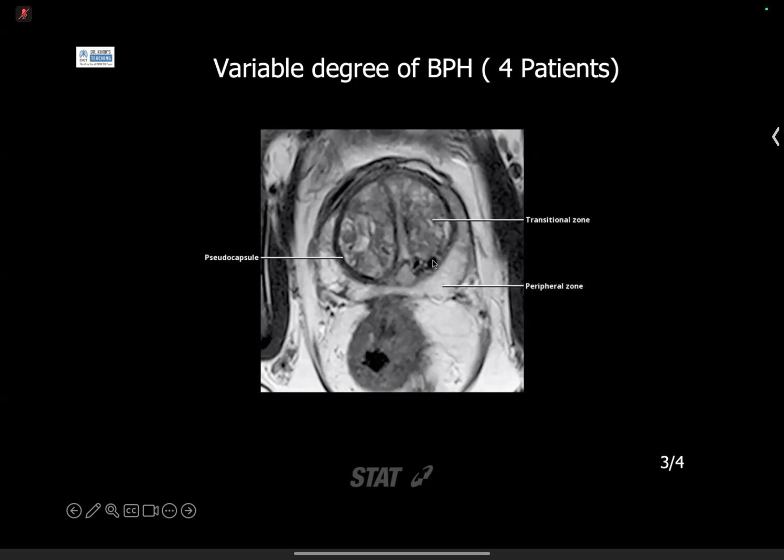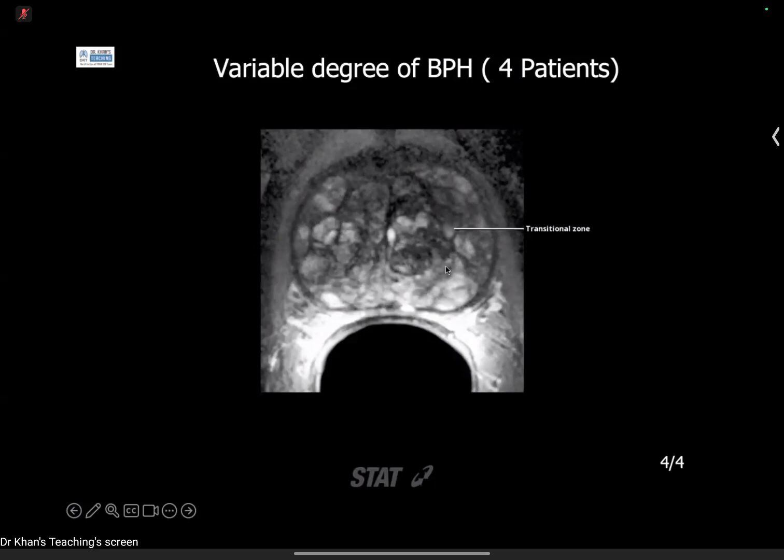Now, another patient, and you can see that the transition zone is further enlarged, and this is a classical appearance of BPH. And this, of course, is the peripheral zone. And now there is gross prostatomegaly, and you can see that this is the transition zone and the peripheral zone is compressed. So please remember that tumors can happen in the peripheral zone 70%, 30% in the transition zone.